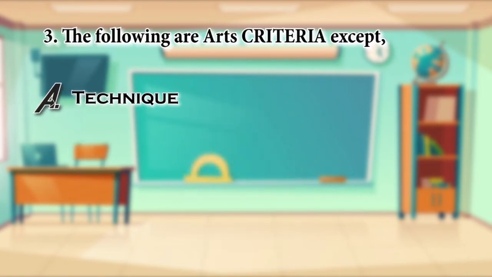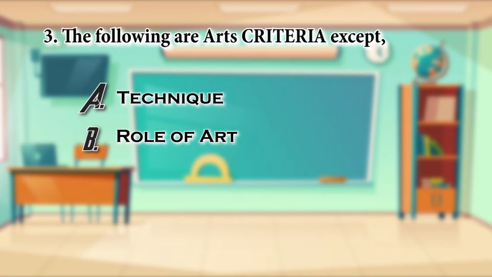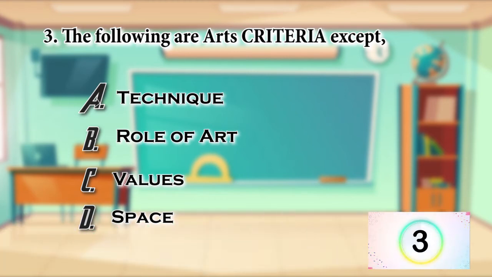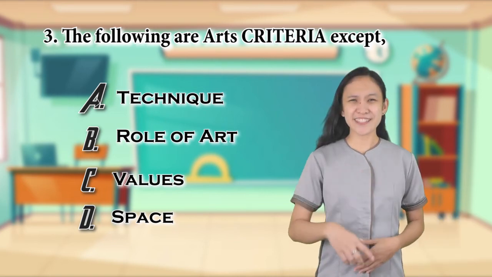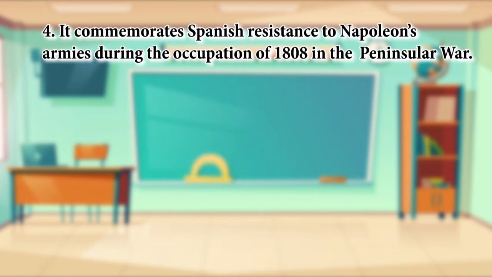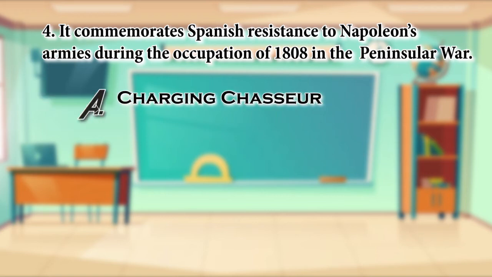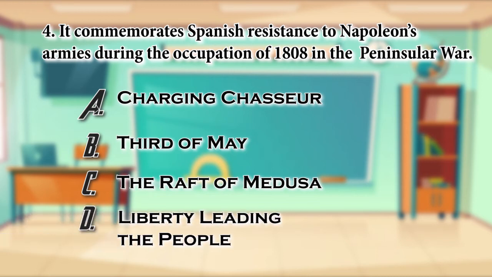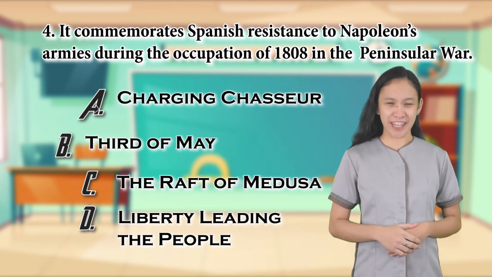And number 3. The following are criteria except A. Technique, B. Role of art, C. Values, and D. Space. Nice! It's letter D. And number 4? Commemorates Spanish resistance to Napoleon's armies during the occupation of 1808 in the Peninsular War. A. Charging Chaucer. B. 3rd of May. C. The Wrath of Medusa. And D. Liberty Leading the People. Very good! The 3rd of May, letter B.